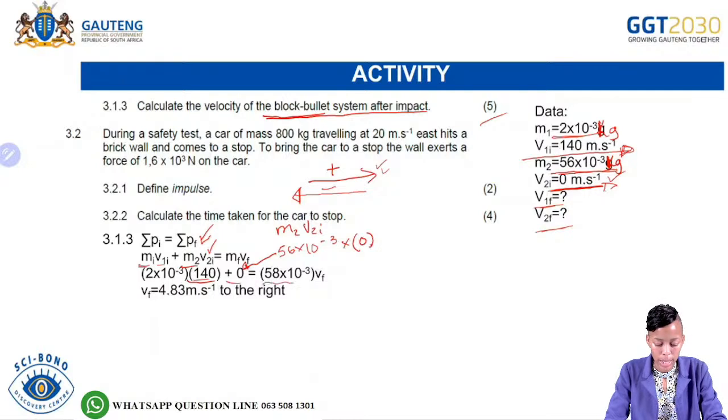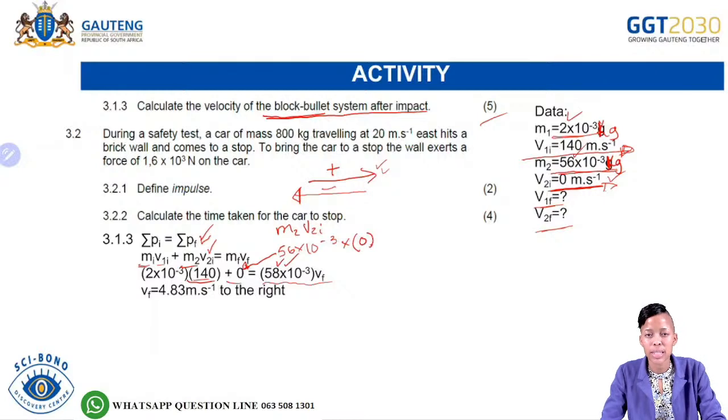So now, after the collision, the block and the bullet were combined, that is after impact. And what are you going to do with the masses? Remember, we had 2 grams and 56 grams, and we converted them to kilograms. So we would say 2 plus 56, that would then give us what?